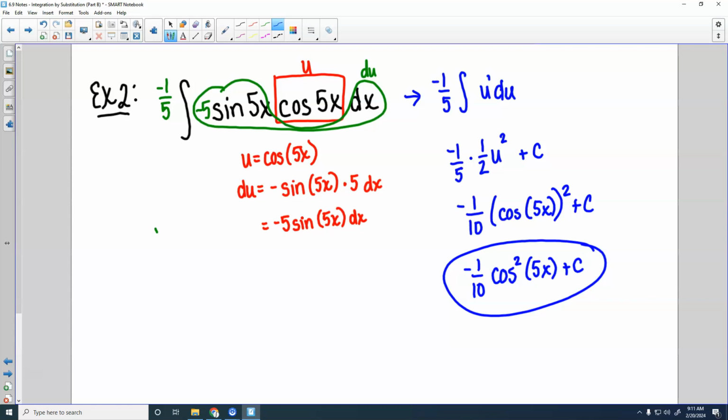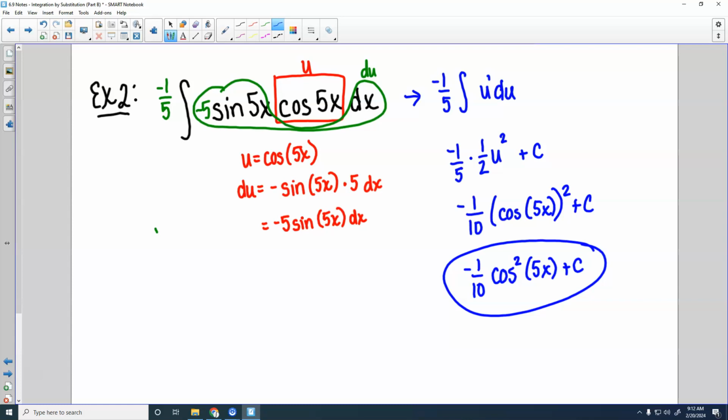Now, there's a chance that you may do this problem, and you may get to the end, and that's not the answer choice that is there. Because, did our u have to be cosine 5x?